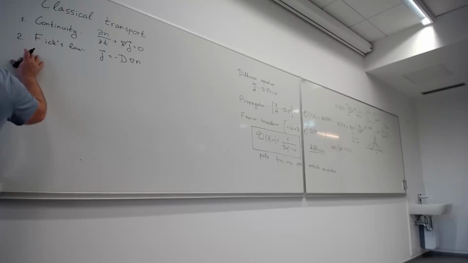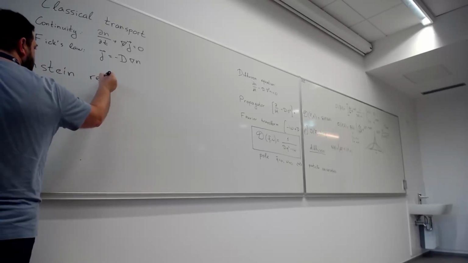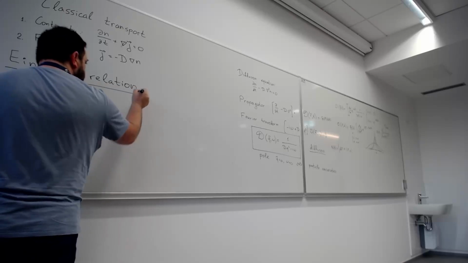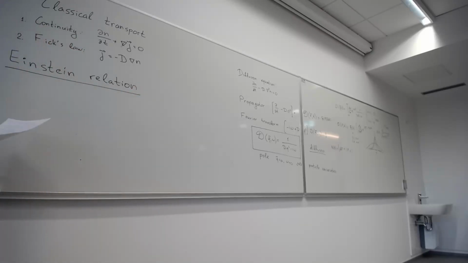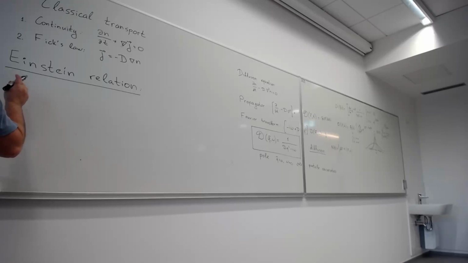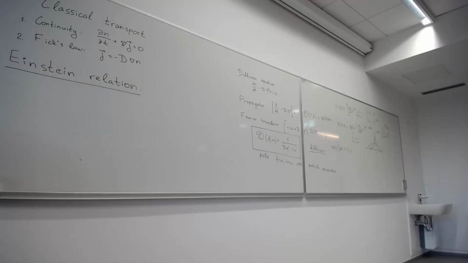And this next topic is called the Einstein relation. This is also a very basic thing that is equally valid for classical or quantum transport. It is the following. Consider the case when we have the metal, we have electrons, they obey this diffusion law inside, but we in addition apply an electric field.